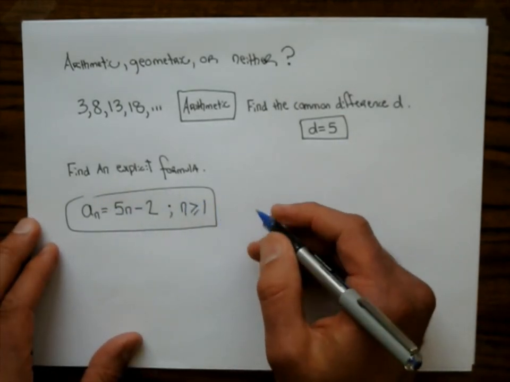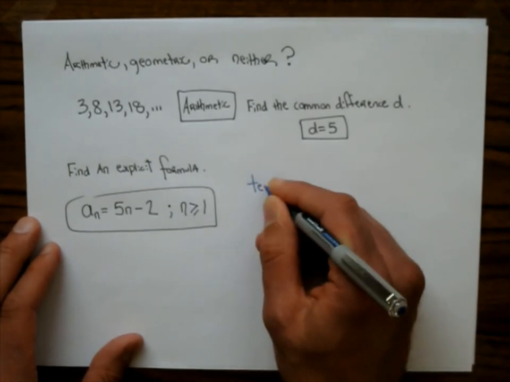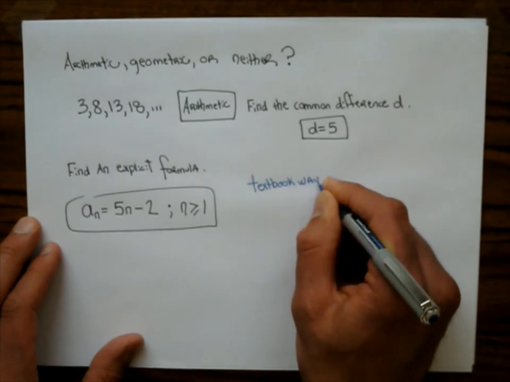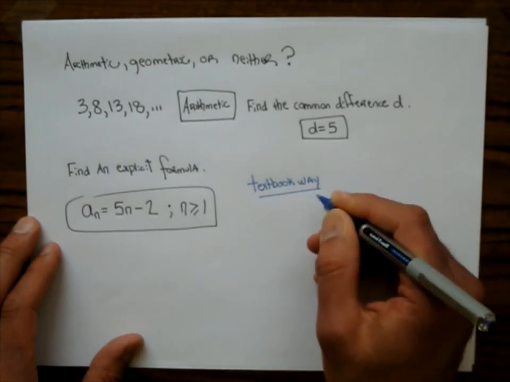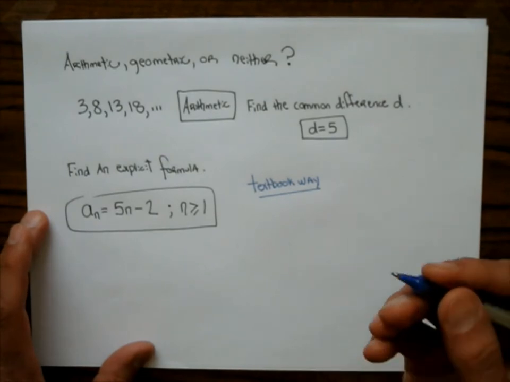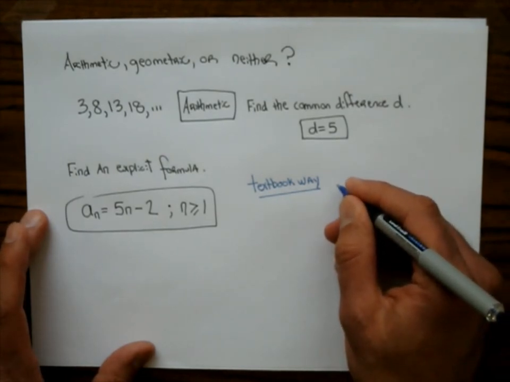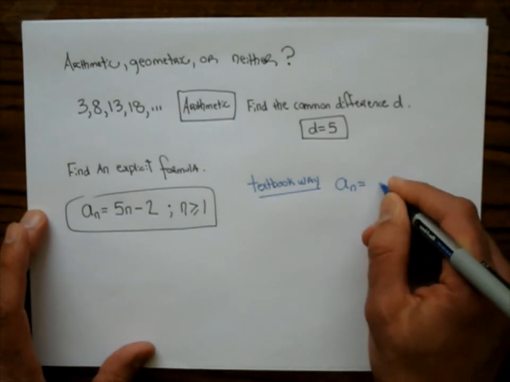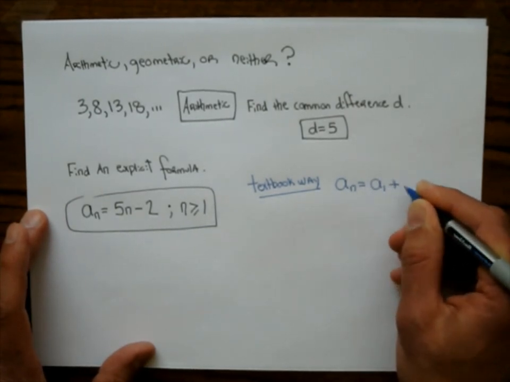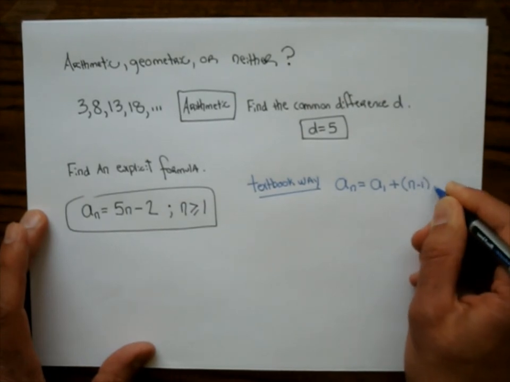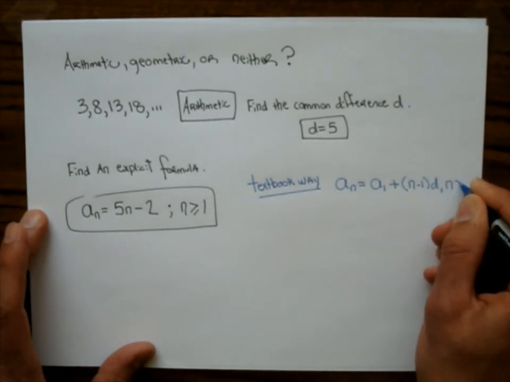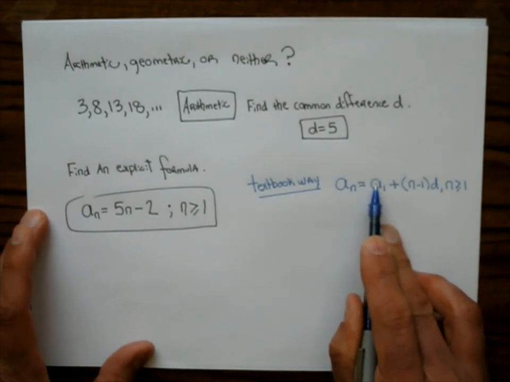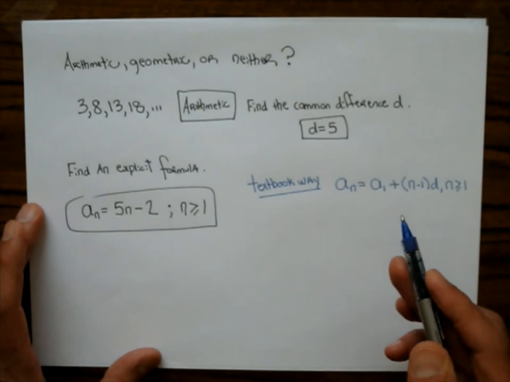The textbook way of doing this. Okay, so this is the textbook way. And this is the way a lot of teachers would show, and there's nothing wrong with this way. The textbook way says, and we've derived a formula that gives the nth term of a sequence. It looks like this. a sub n equals a 1 plus n minus 1 times d, n is greater than or equal to 1. I believe your book doesn't put an a1 there. I think they just put an a, which is the first term.